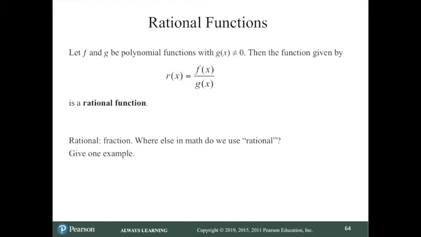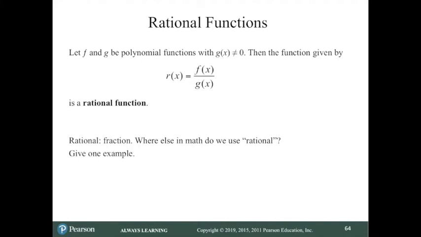Our definition of a rational function is: if f and g are polynomials where g of x is not 0, we can never divide by 0, then any function given by the ratio f of x divided by g of x is a rational function. Okay, this is a different r of x than remainder. This is not the same as remainder.